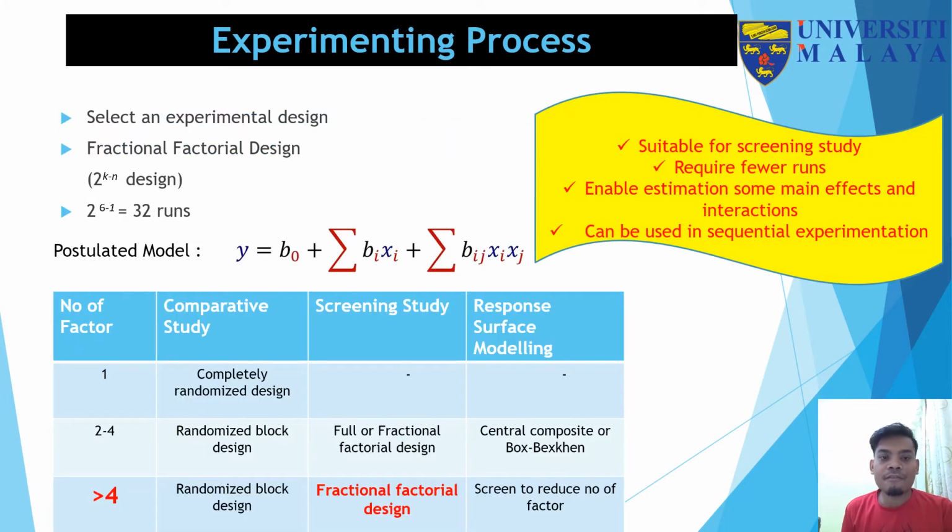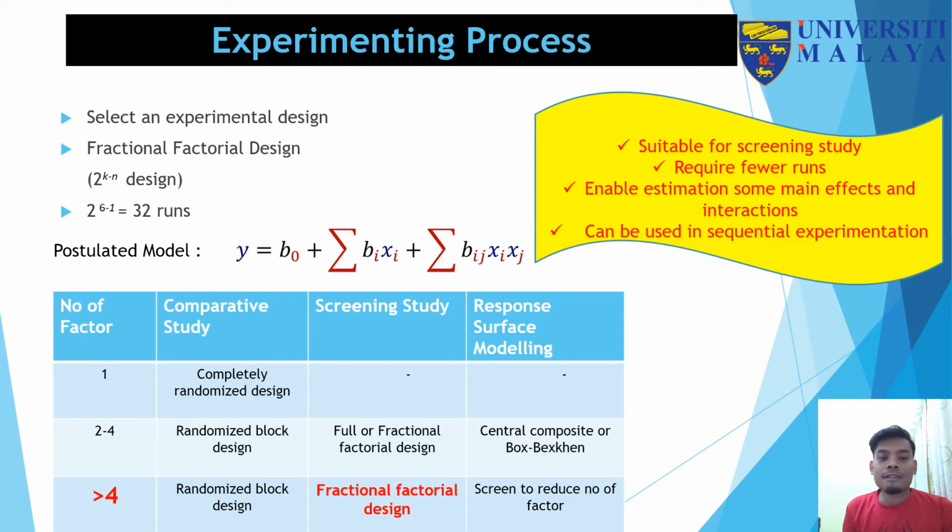The selection of the experimental design. The experiment used a fractional factorial design, the 2 to the power of 6 minus 1 design, whereby the 6th factor is aliased with the others, and we can get 32 runs instead of 128 runs. And here is the postulated model: y equals b0 plus b1 x1 plus b12 x1 x2.